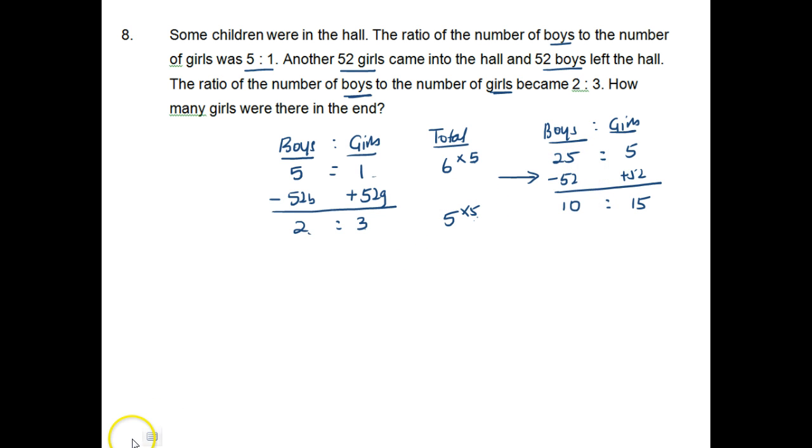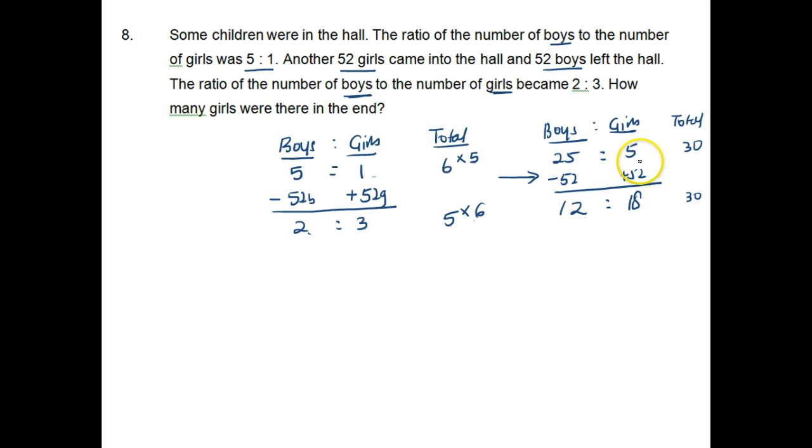I'm so sorry, it's not times 5, it's times 6. Five times 6 is 30, 6 times 5 is 30. So 2 times 6 is 12, 3 times 6 is 18. So when I add up my total, 25 plus 5 is 30, 12 plus 18 is 30. So my total is the same.